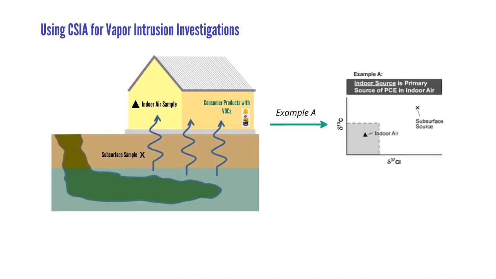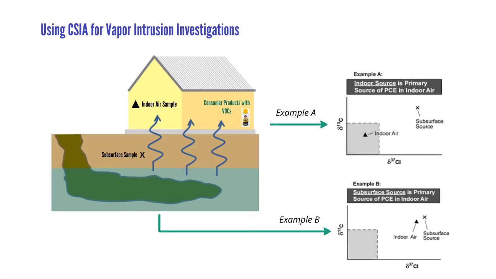The example shown here plots the abundance of heavy isotopes of chlorine and carbon that you might see in vapor samples of a chlorinated solvent. And you can try to match that fingerprint for the indoor air sample to the fingerprint from the typical consumer product, meaning that it falls within the gray shaded area in the bottom left of example A panel. Or maybe it follows example B, where the isotope signature of the indoor air sample matches what you see in the subsurface sample. So in example B panel, the two symbols for the two samples plot very close together.